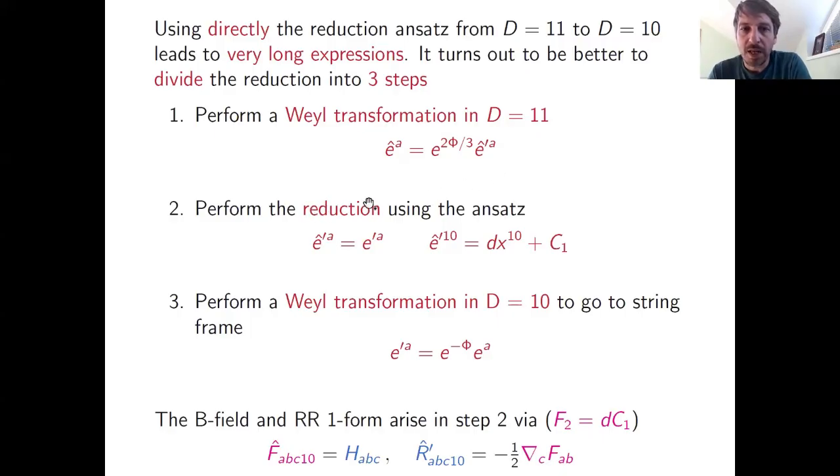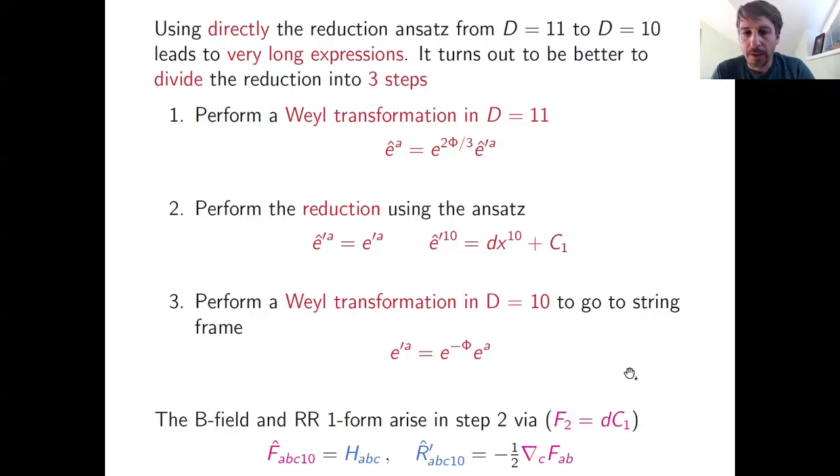That's the first step. The second step, we perform the reduction by just using a much simpler ansatz, which doesn't involve the dilaton at all. So the first 10 field lines just reduce to the 10-dimensional ones. Okay, I put primes because I've done this Weyl transformation. And then the last one just gives me this Riemann 1-form. And then finally, in the third step, we do another Weyl transformation in 10 dimensions to go to the string frame. And that Weyl transformation looks like this. So we just rescale all the field lines by e to the minus phi.